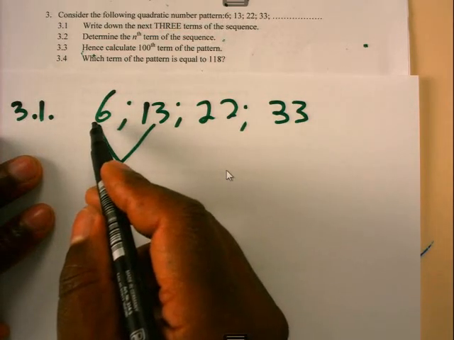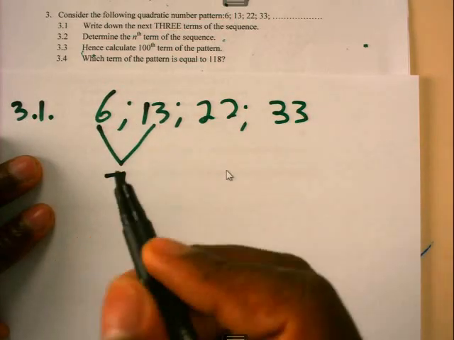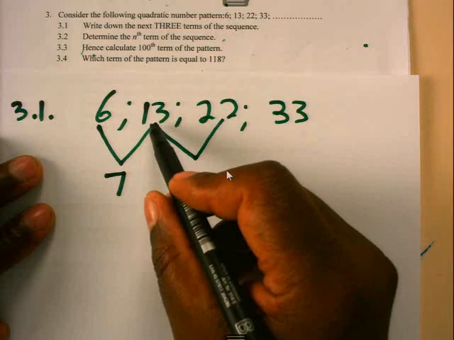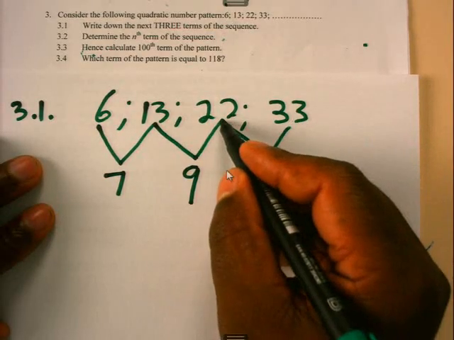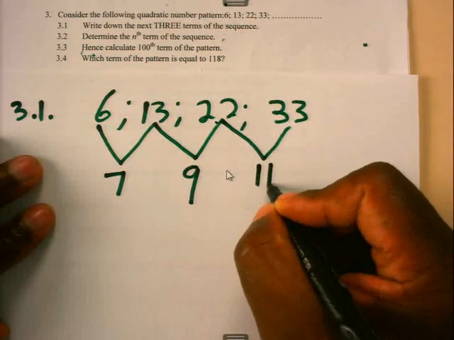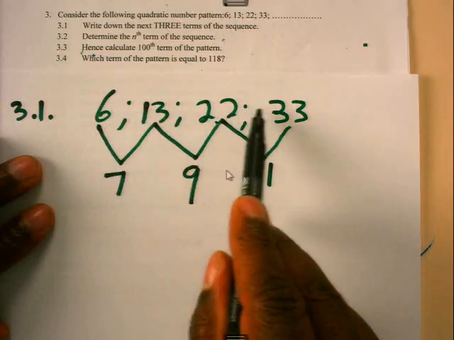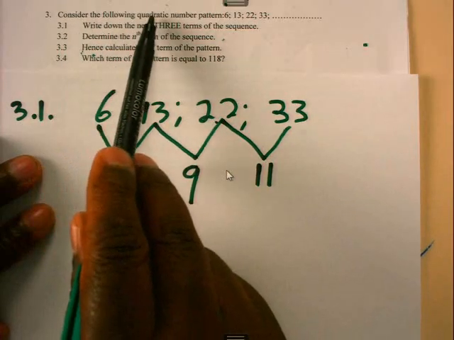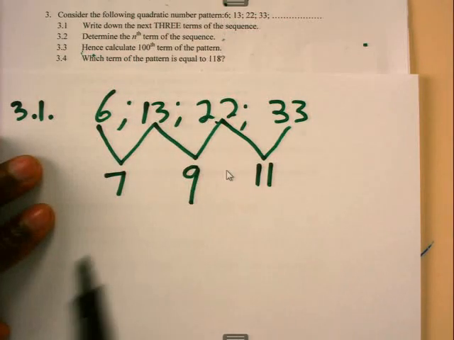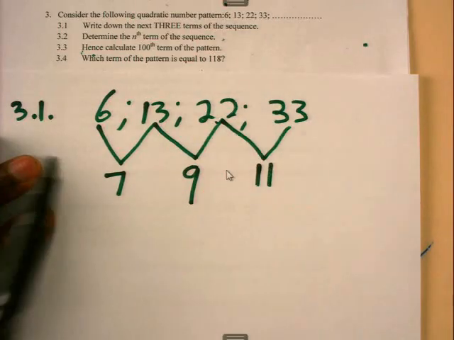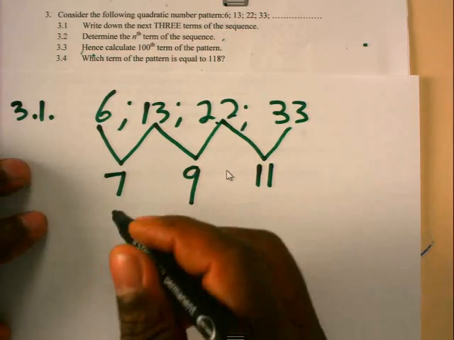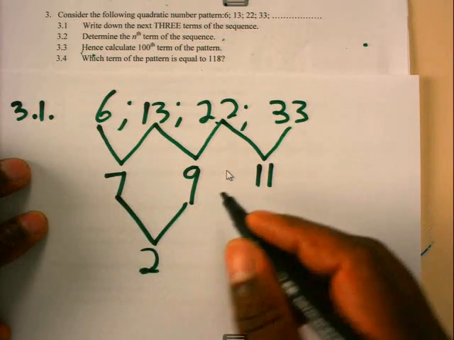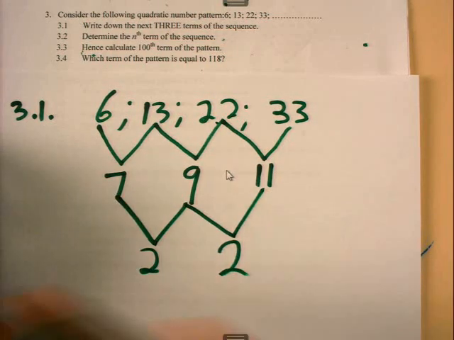Let's determine the first difference. 13 minus 6 will give you 7. 22 minus 13 gives you 9. 33 minus 22 gives you 11. Let me repeat. This is the pattern given to us, a quadratic number pattern: 6, 13, 22, 33. Because it is a quadratic number pattern, we know that the second difference must be common. 9 minus 7 gives you 2, and 11 minus 9 is also 2. So the second difference is common, 2.